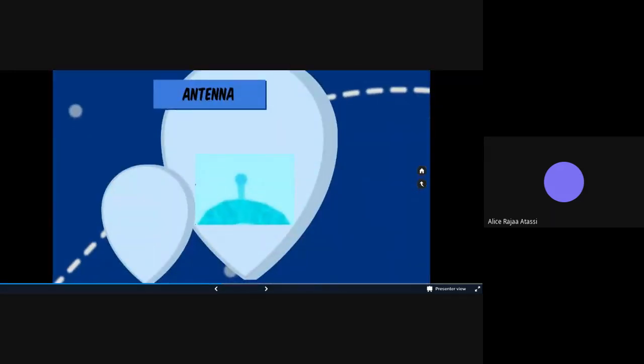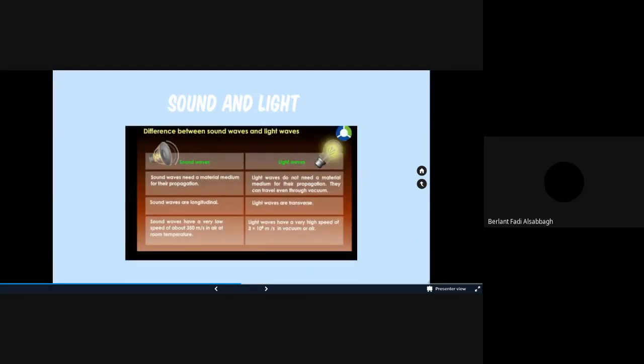On to the next feature, the alien will have an antenna as a replacement for ears. To understand why, we will have to look into sound and light. Sound and light travel in waves. Sound travels a million times slower than light and requires a medium to travel. That is why in vacuum or space there is no sound. Light, on the other hand, does not need a medium to travel, which explains how we can see light from the sun.